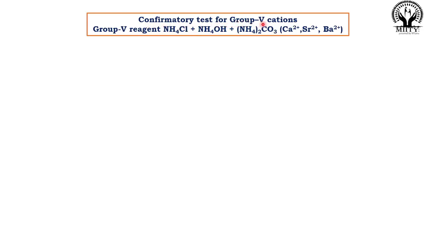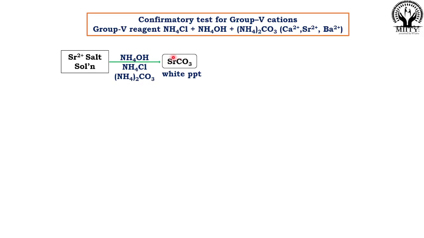Confirmatory test for group 5 cations. Group 5 reagent: ammonium chloride, ammonium hydroxide, ammonium carbonate. And here we confirm the presence of strontium. We take the original salt solution of strontium and to this solution we add ammonium hydroxide, ammonium chloride, ammonium carbonate so that it forms white PPT of strontium carbonate.